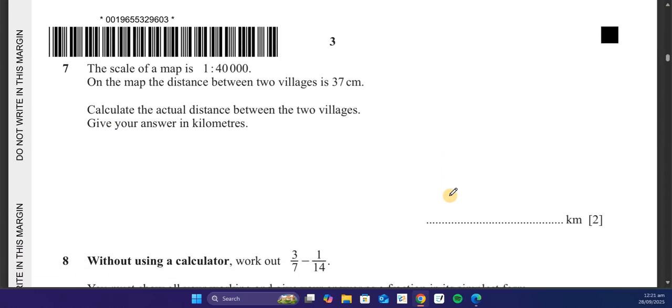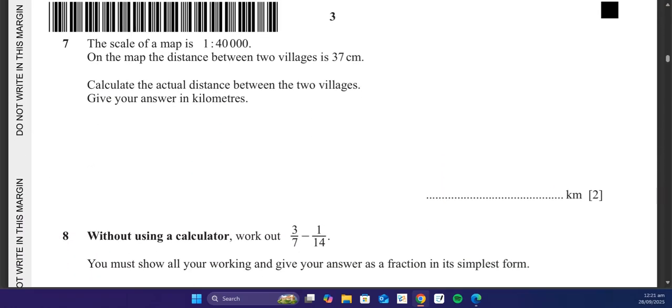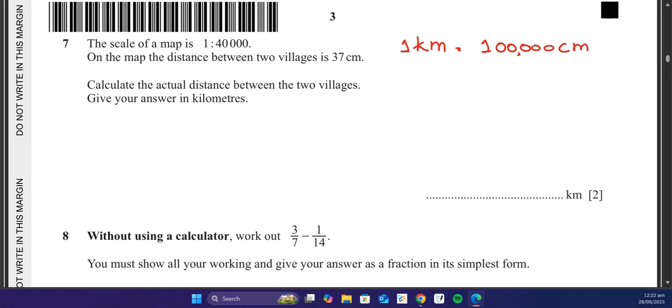Okay, next. Question number 7. The scale of a map is 1 ratio 40,000. On the map, the distance between two villages is 37 centimeters. Calculate the actual distance between the two villages. Give your answer in kilometers. So, we know that 1 kilometer is equal to 100,000 centimeters, right? Because 1 kilometer is equal to 1,000 meters, and in turn 1 meter is equal to 100 centimeters.